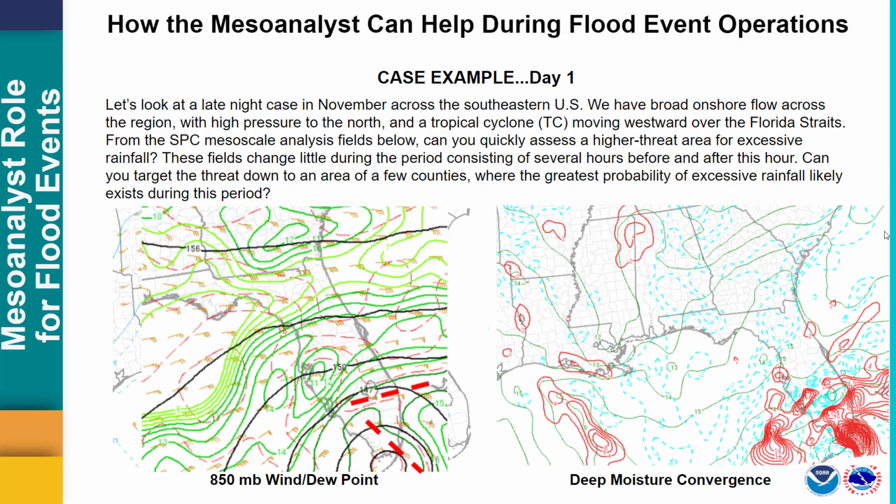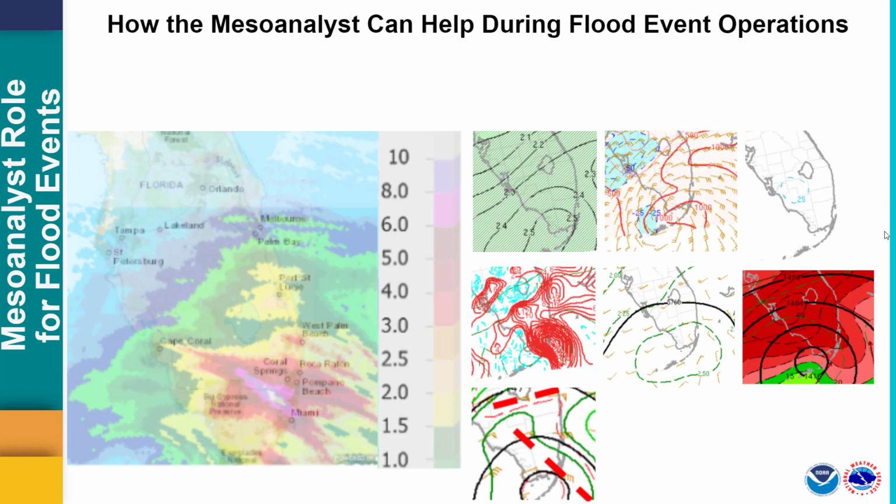So what do you think? Can you target the threat for excessive rainfall onto a small area, perhaps just a few counties, where the greatest probability of excessive rainfall likely exists during this period? All the ingredients shown seem to pile together right over the Miami area in far southeastern Florida. In fact, during the night, we had a nearly stationary band of heavy rain occur over a lengthy period over and just north of the Miami area, producing 8 to 12 inches of rain and significant flooding.